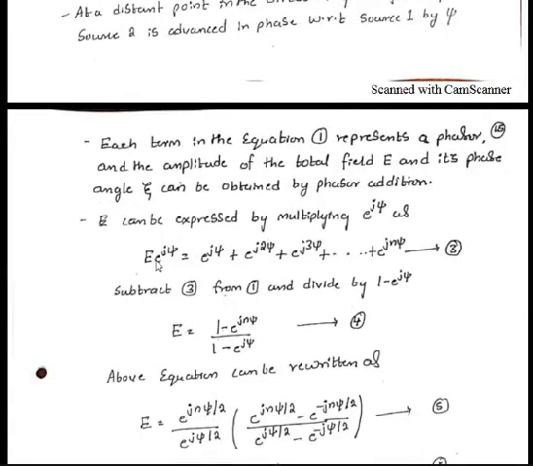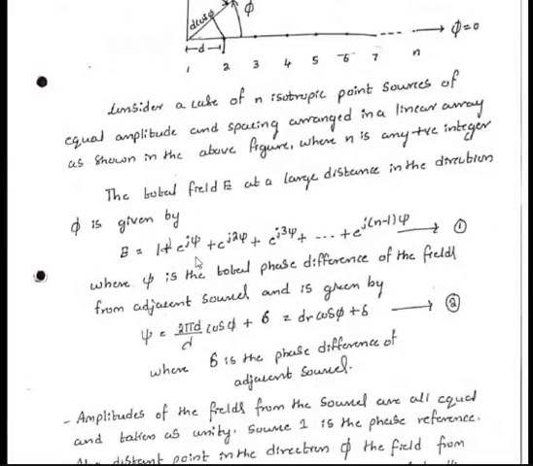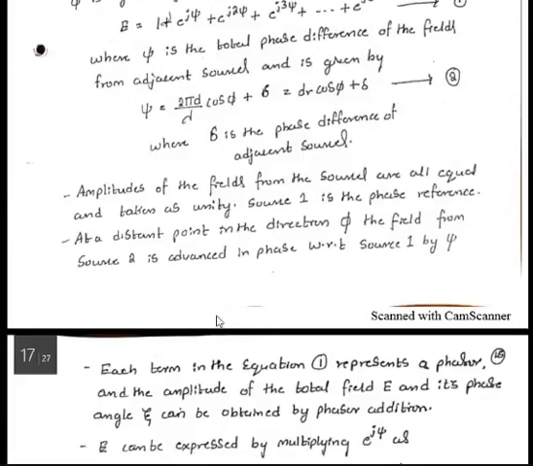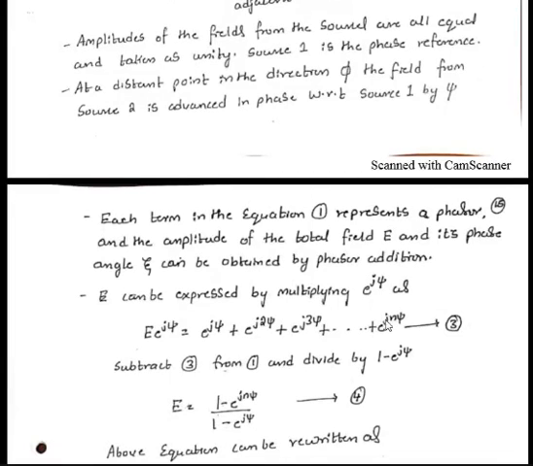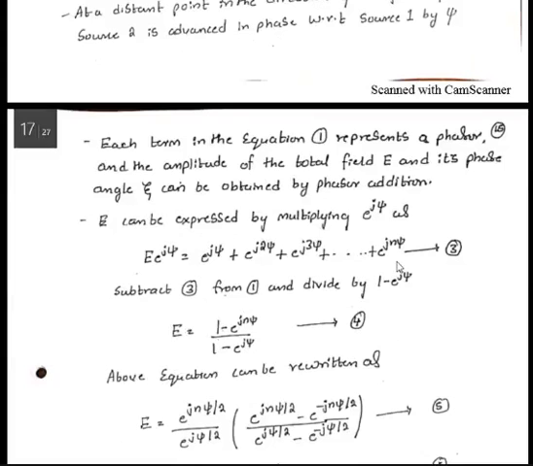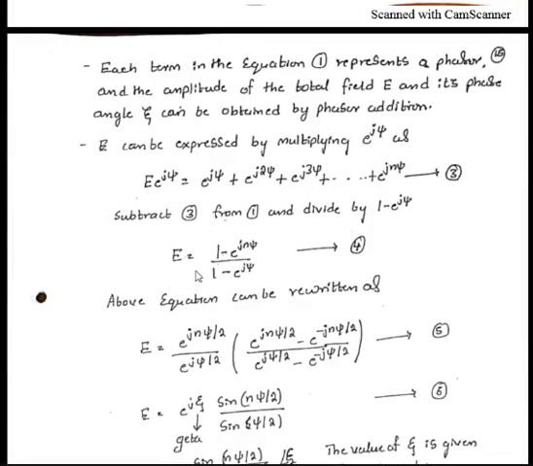So what will you get here? You can take the capital E as common. In the same way, the right hand side also we can see here. If you do 1 minus 3, only the first term will be there, and the last term of equation number 3 will remain. Afterwards you have to divide by 1 minus e raised to j psi. On the LHS you will have only the capital E, and the RHS will have 1 minus e raised to j n psi divided by 1 minus e raised to j psi.